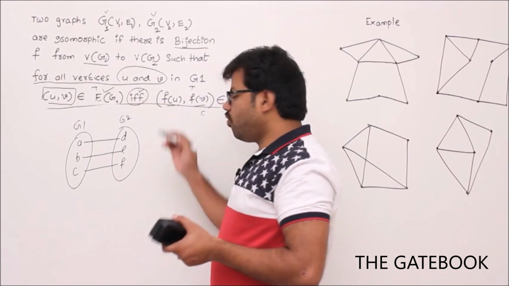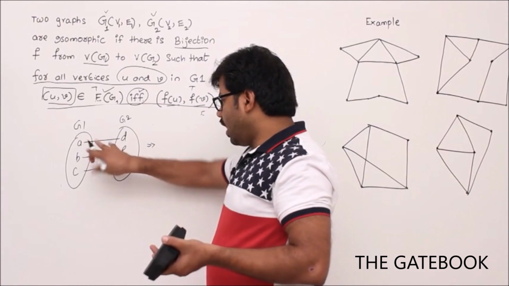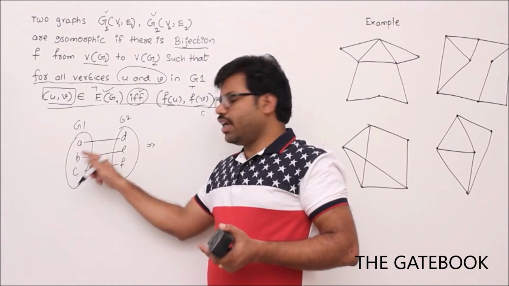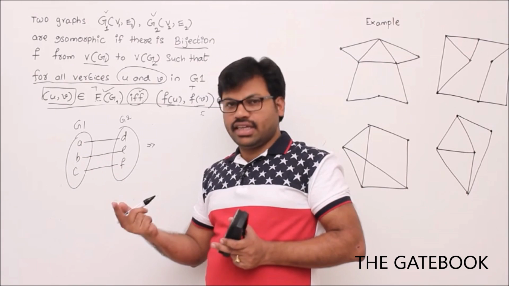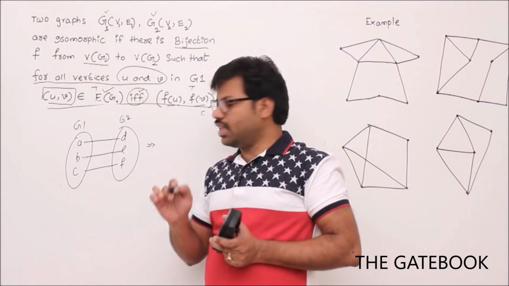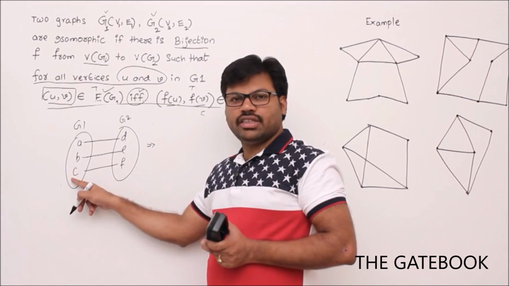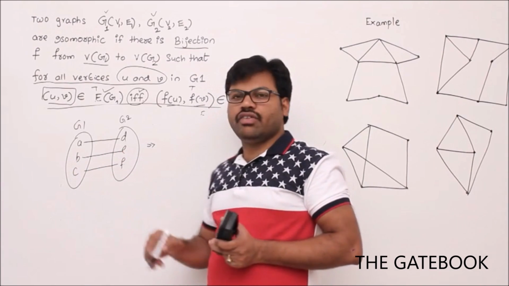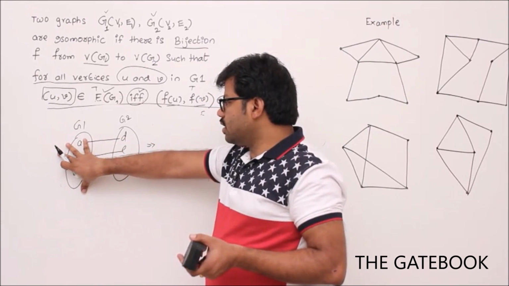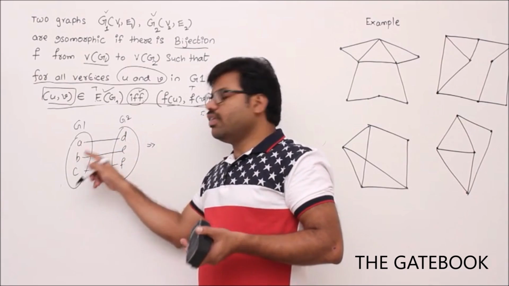So form one function, then check whether adjacency is preserved or not. How to check adjacency? Check the edge between A and B in graph number 1. If there is an edge, then check between D and E in G2. If there is an edge here, there should be an edge there. And observe the B, C combination. If there is an edge here, there should be an edge between E and F. In that way, for all the edges of graph G1, there should be corresponding edges in G2 between the corresponding vertices.